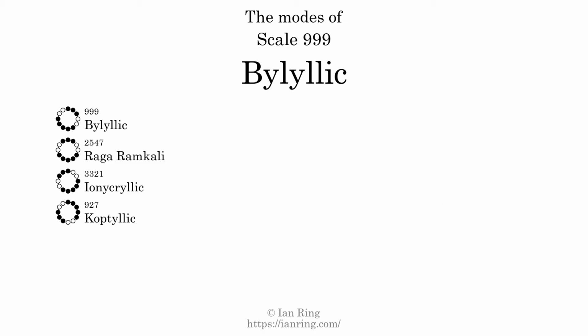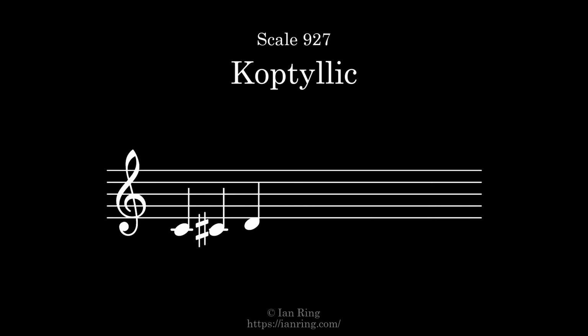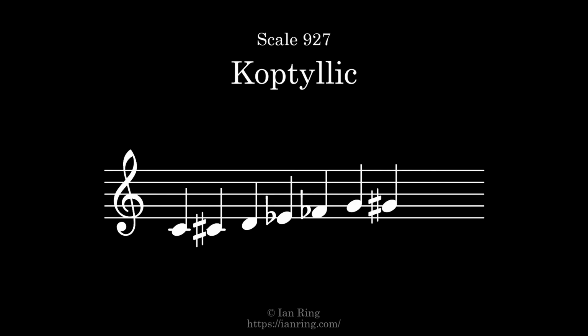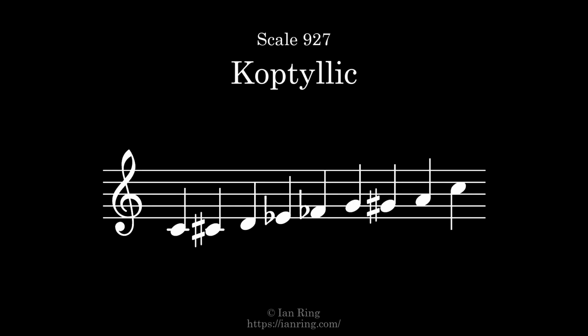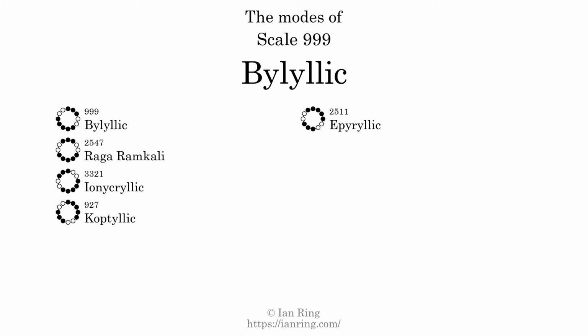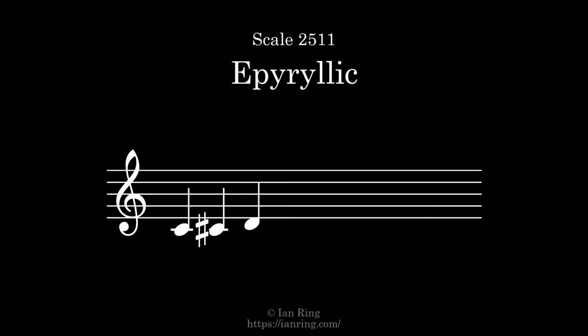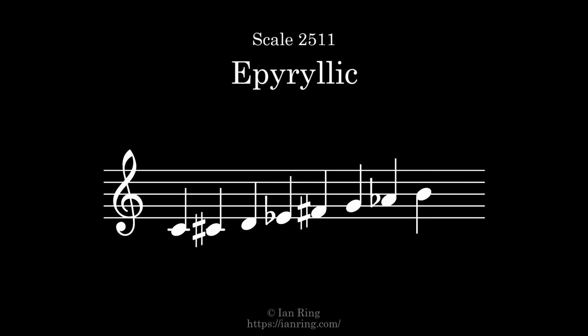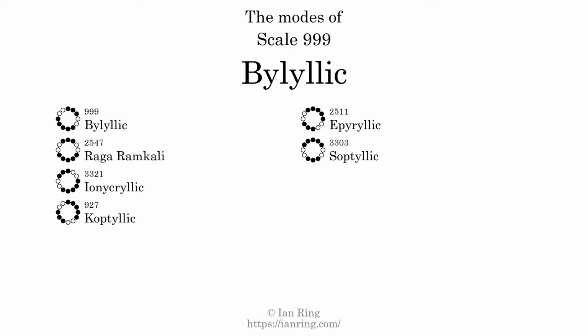The fourth mode is scale 927, also known as octatonic. It sounds like this. The fifth mode is scale 2511, also known as Bylyllic. It sounds like this. The sixth mode is scale 3303, also known as octatonic. It sounds like this.